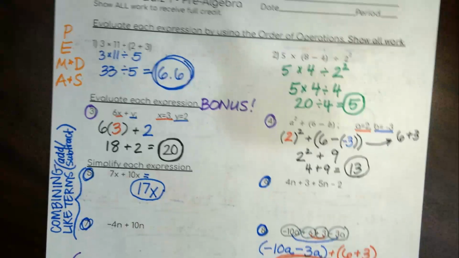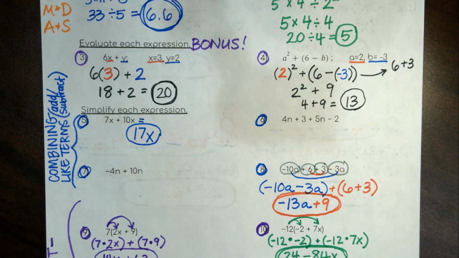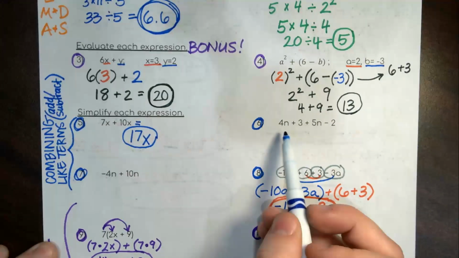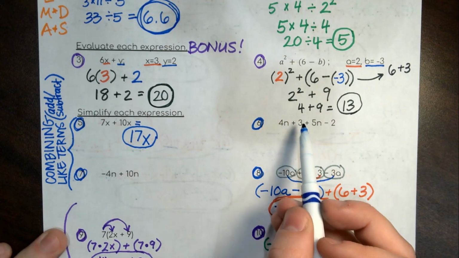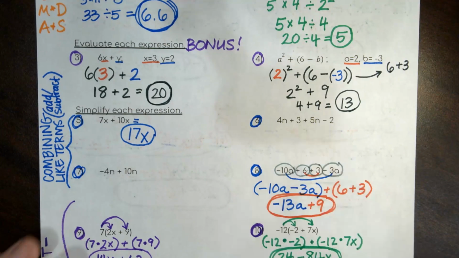Okay. We got 6 and 7 left. Which one you want to do? Either one? Let's do 6. We have 4n plus 3 plus 5n minus 2. What should we do first? Oh, my bad, guys. Say that again.